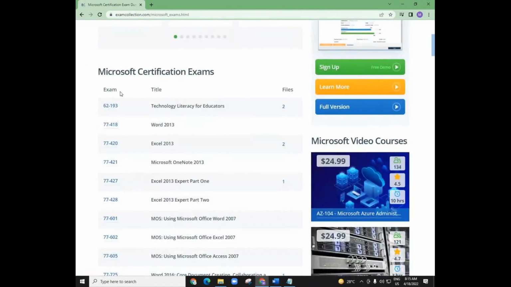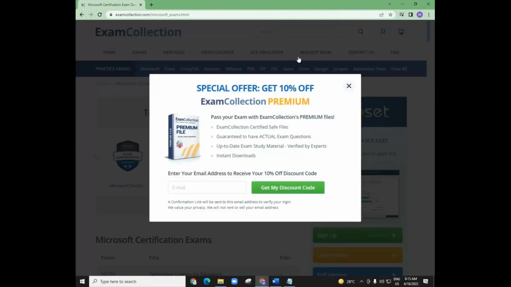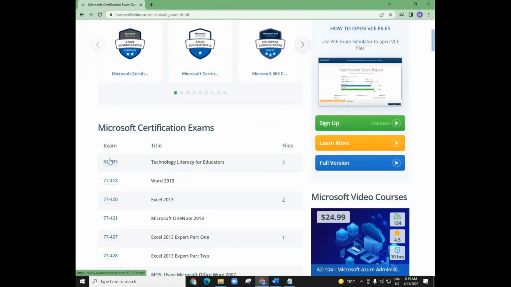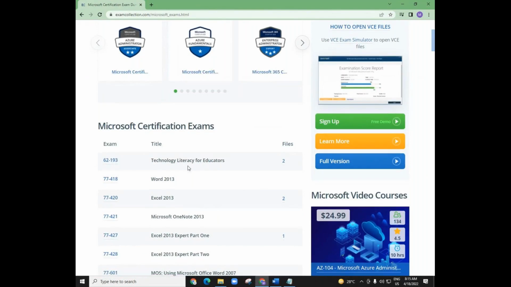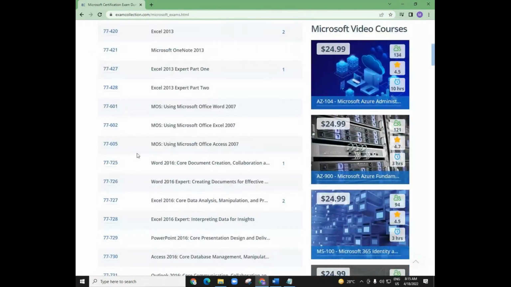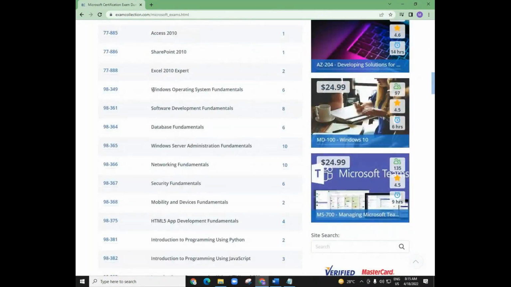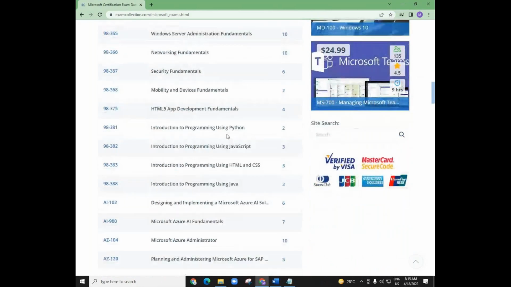So this is your exam. This is the examination title. The examination code will be there and the examination name will be there. See, all these are the exams from Microsoft. There is an exam for Excel 2013. There is an exam for Windows operating system fundamentals. There is an exam for security fundamentals. So there are many examinations.